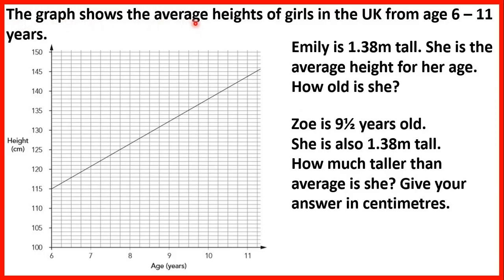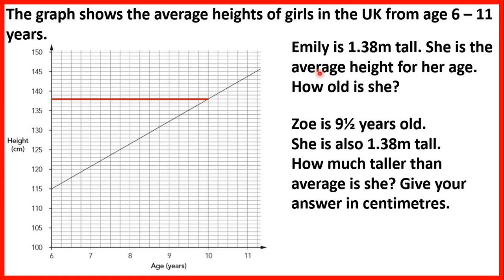The graph shows the average heights of girls in the UK from age 6 to 11 years. Emily is 1.38 metres tall. She is the average height for her age. How old is she? So 1.38 metres is the same as 138 centimetres. So that's this line here.